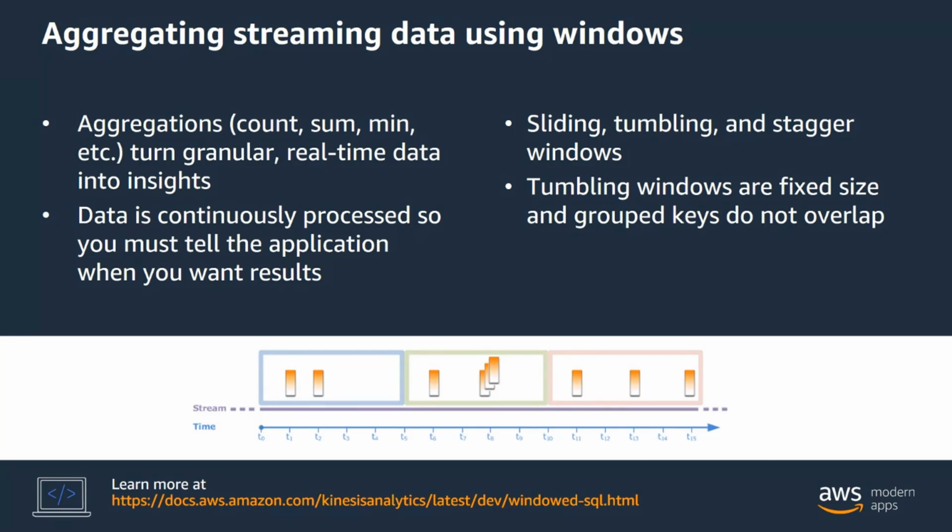Tumbling windows aggregate data using distinct time-based windows. These open and close at regular intervals, such as every 15 minutes. Stagger windows use keyed time-based windows. These windows open as data arrives, and the keys allow for multiple overlapping windows.